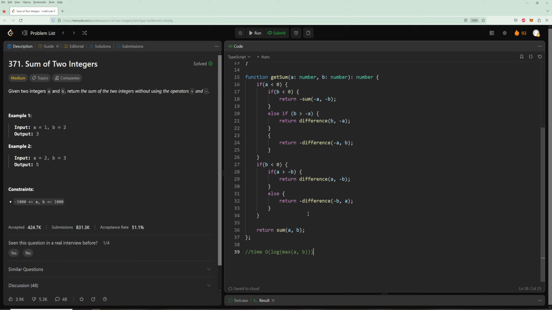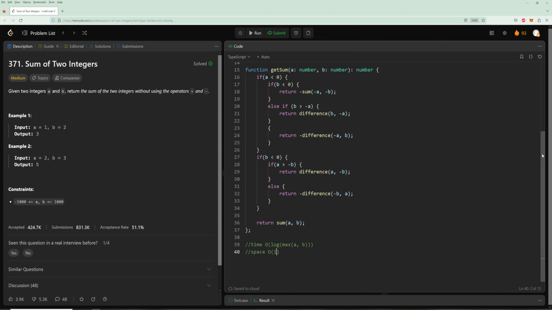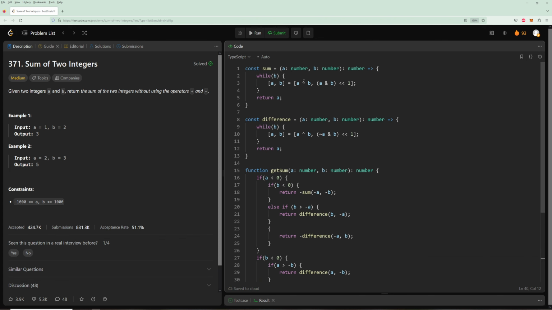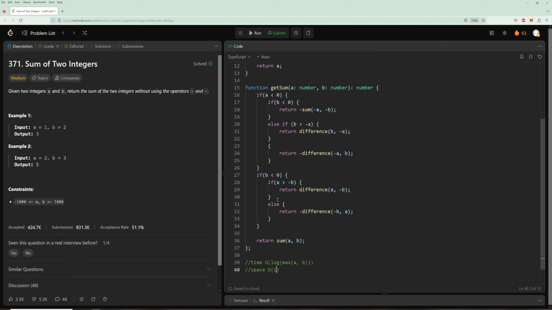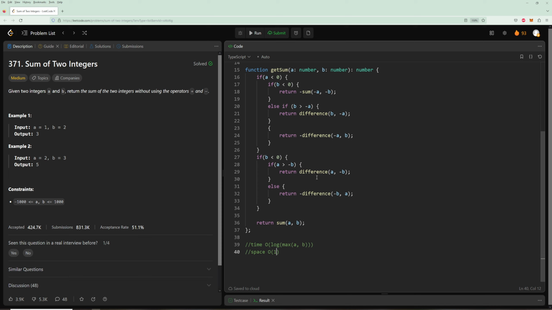Log of the bigger number, and then space. It's O(1) because we're just using variables here. We're not using any arrays or anything. We're just using A and B in place, and just doing bit manipulation. So yeah, that's gonna be all for this one.